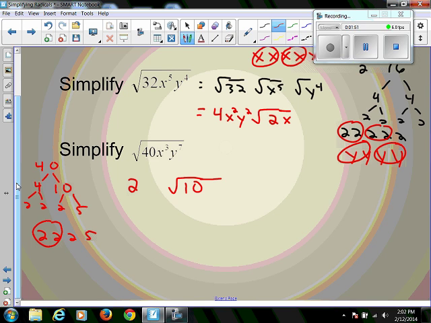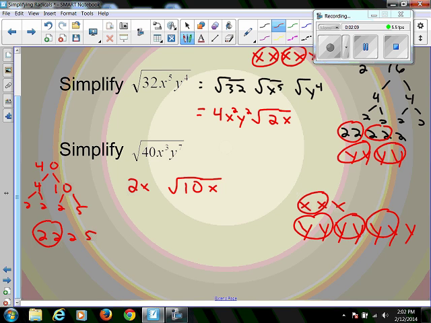I have 3 x's. I want a group of 2. I have 1 group of 2, and I have 1 remaining. Y to the 7th. Groups of 2. I have 3, so y cubed goes outside the radical, and the 1 remaining y is left inside.